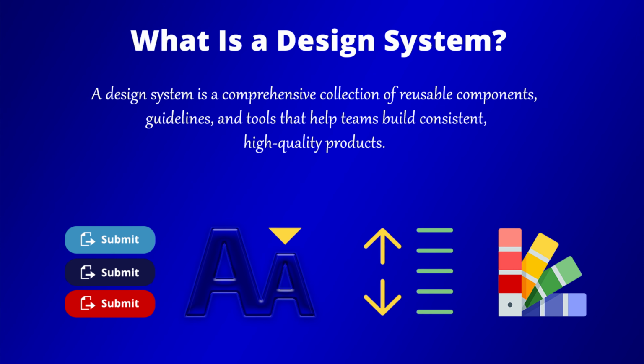What is a design system? A design system is a comprehensive collection of reusable components, guidelines, and tools that help teams build consistent, high-quality products. Think of it as a central source of truth that aligns both design and development, ensuring everyone works with the same standards and principles. For this video, I've created a sample design system, and now let's walk through it step by step.